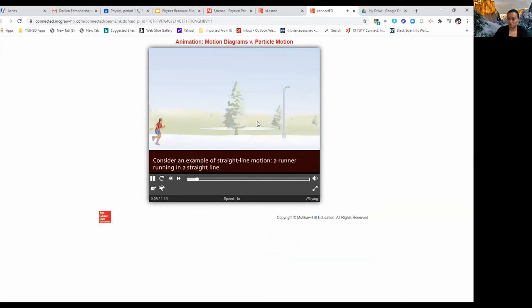Consider an example of straight line motion. A runner running in a straight line. One way of representing the motion of the runner is to create a series of images showing her different positions at equal time intervals. Notice that the runner is in a different position in each image, but everything in the background remains in the same position. This means that relative to the ground, only the runner is in motion. A series of images showing the positions of the runner at equal time intervals is called a motion diagram.